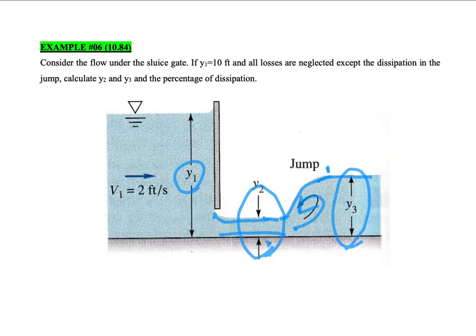jump. So why do we bring you this kind of question? Because the hydraulic jump here is actually the major loss in open channel. When a hydraulic jump occurs, it will absorb a lot of energy. Then the energy before and after will be different. So that's why in this question they ask to calculate the percentage of dissipation of energy here.